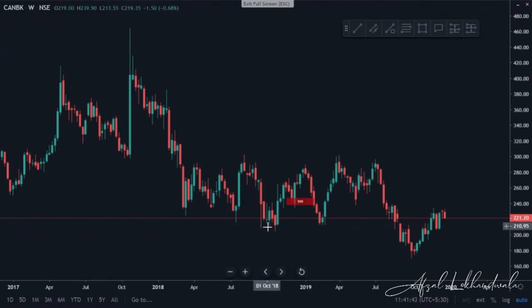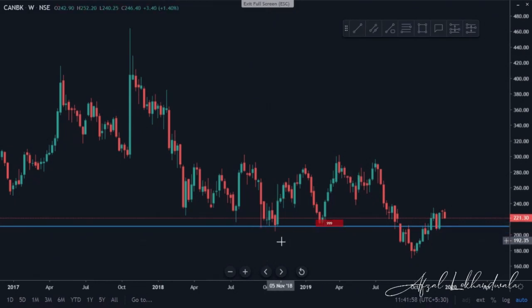Let me spot this. So this is a nice area. What I will do is I will draw a horizontal line. To draw a horizontal line, the shortcut key is Alt plus H. So this line represents the line of support. Now I can see one more area of support.